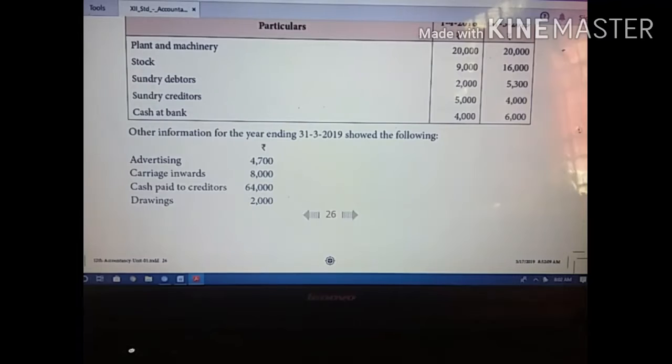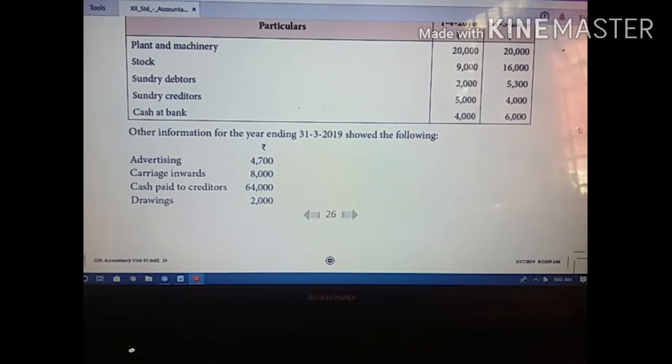In other information they give our advertising. So advertisement is an indirect expense, so we have to use this amount to prepare the P&L account. Carriage inward is a direct expense, so we have to use this amount for the trading account. Cash paid to creditors, if we open any creditors account, then we have to use this amount.